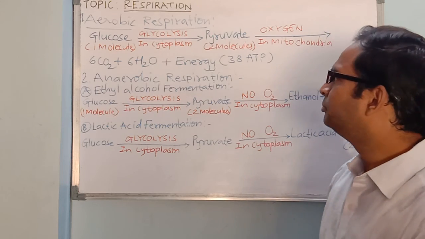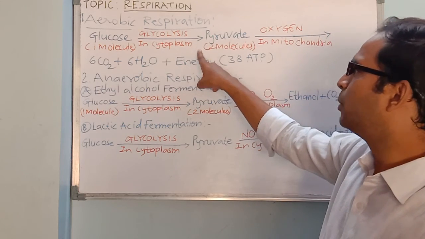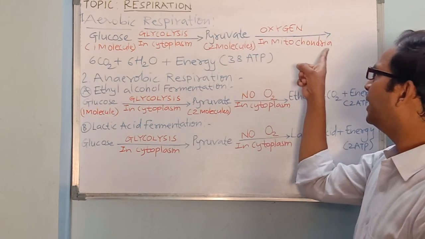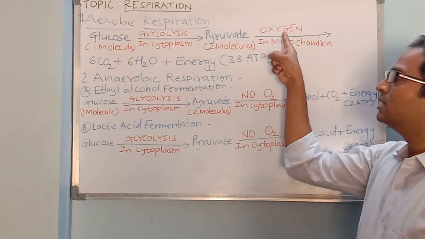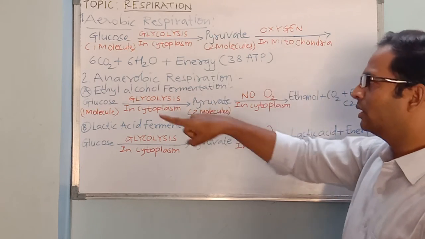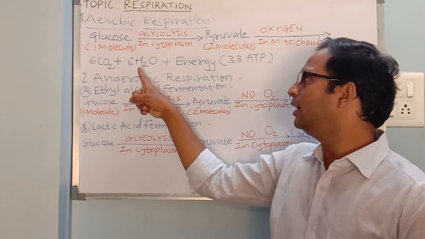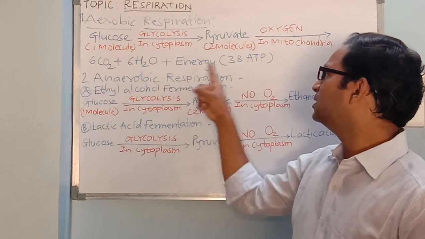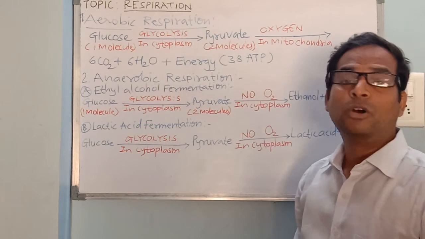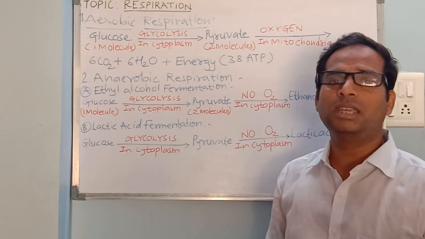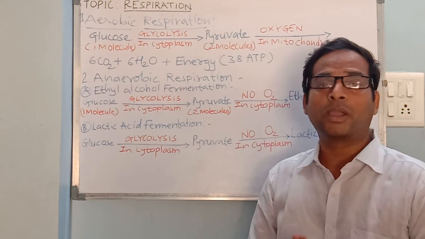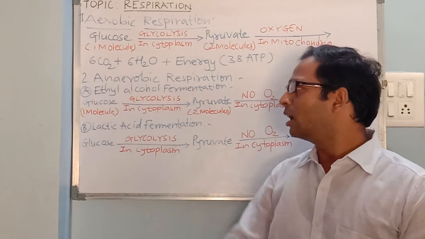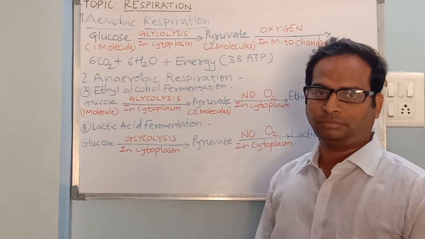Now what is different here is that after this process, in aerobic respiration, this pyruvic acid inside the mitochondria in the presence of oxygen is converted into carbon dioxide, water and energy. This energy is again in the form of ATP. A large amount of ATP is produced, that is 38 ATPs or 686 kilocalories of energy, and carbon dioxide and water are the byproducts or end products.